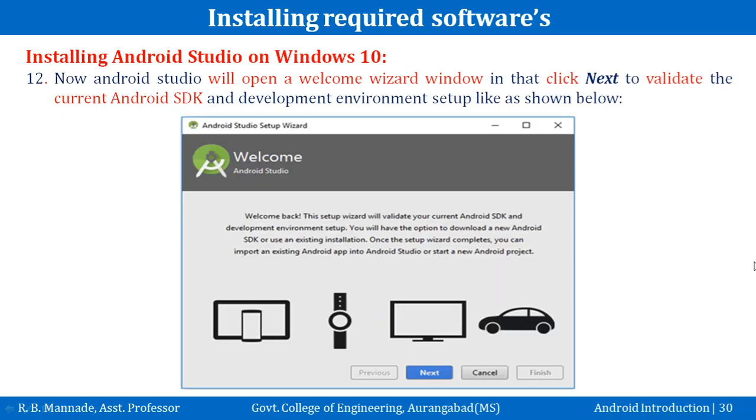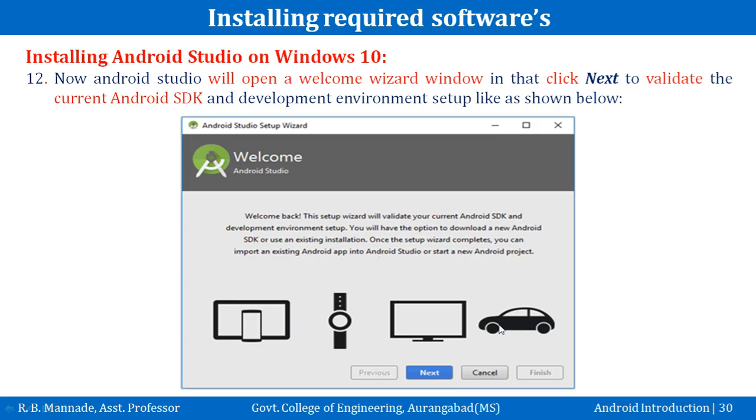Then it will open the Android Studio Setup Wizard window. A wizard is nothing but a process that guides you step by step on how to perform some particular thing. So this is a wizard window for Android setup. You just read this message and click on the Next button.